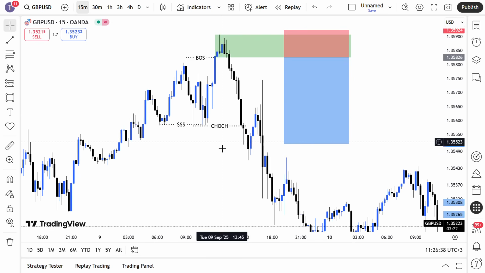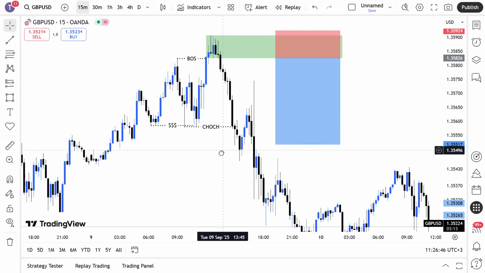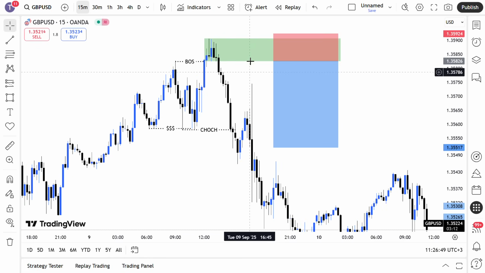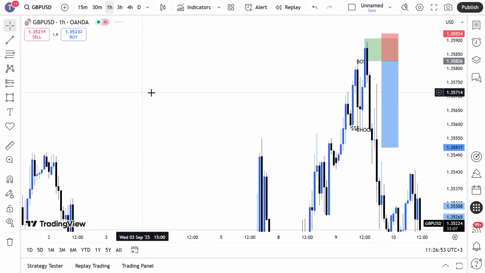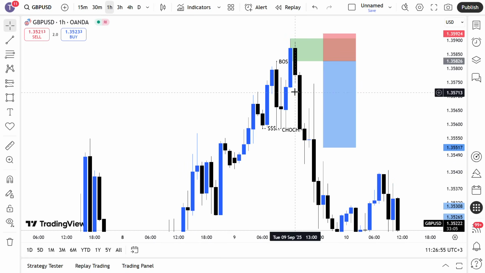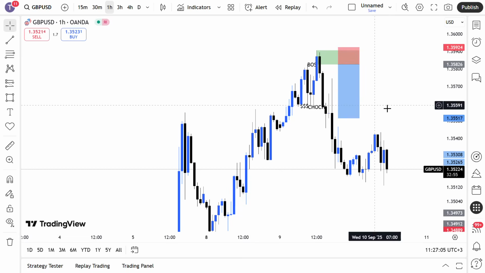So this concept is very powerful, and if you learn it, you will thank me later. So we had the change of character to the downside, and that means we will be looking for sales from up here. So instead, the market just mitigated the 1 hour order block, this order block from down here to this high. After mitigating that order block, we had the selling pressure to the downside. So I missed this trade.